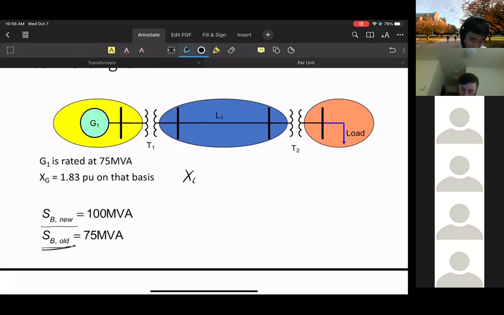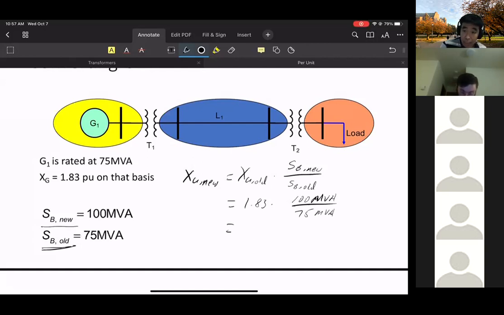So the new synchronous reactance for us is the old synchronous reactance multiplied by the formula we derived, new over old: 1.83 times 100 MVA divided by 75 MVA. Then you do this division, and we got 2.44 per unit. Okay, and this is in the new basis that we have.